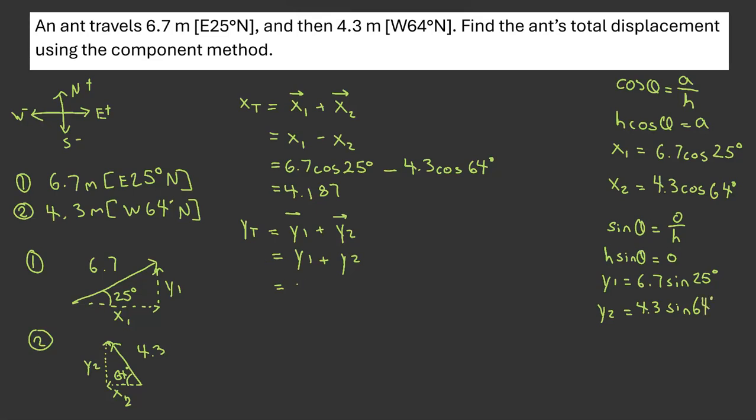And same thing as before, I'm going to plug my values in. 6.7 sine 25 plus 4.3 sine 64. Okay? And when I plug in my values into my calculator, I'm going to get positive 6.696. And again, this is positive, which makes sense because overall looks like I'm moving in the north direction, right?